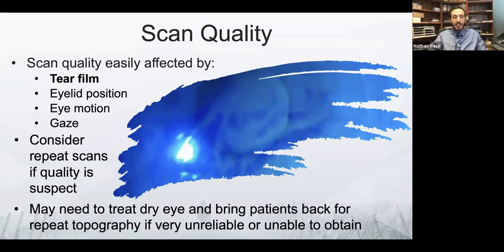If there's any issue with scan quality suspected, then repeating a scan is very important, and I'll show examples of that. Also, sometimes you really can't obtain a reliable topography. And in this case, you really need to treat these patients aggressively for dry eye and then bring them back for topography another time if it's critical for decision making. Examples would be prior to cataract surgery with a toric IOL.